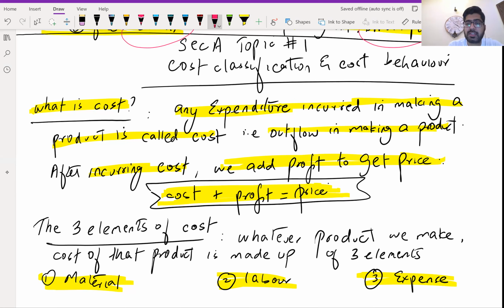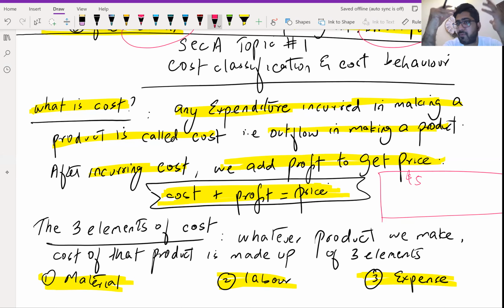For example, consider a bakery owner, which I gave you the first example. He incurred $5 in making the cake. That's cost. Will he sell the cake for $5? No. $5 was incurred in making the cake. That's cost. He will add some profit. Let's suppose $2 will profit. What will be selling price? $8.